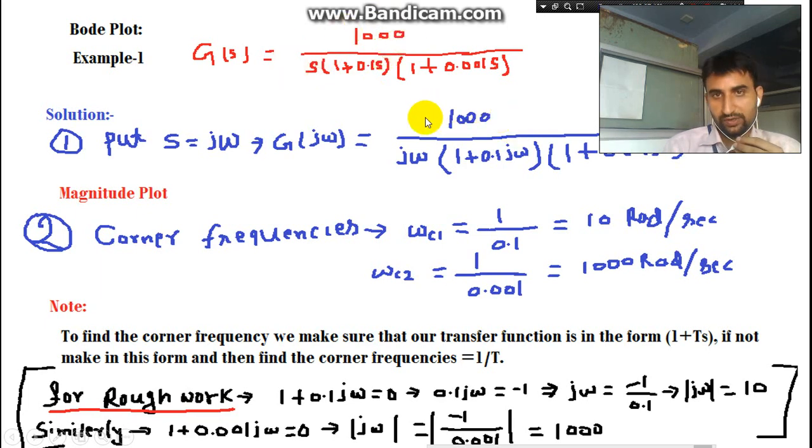If you take this after putting j omega, 1000 divided by j omega will be the first term. If there are no j omega terms here, then 1000 will be the first term. If j omega or s terms are in the numerator, then 1000 j omega will be the first term. That means with the constant, whatever individual term of s comes, like s square, s, or s cube, that will be the first term. Then after that come the terms which include the corner frequency, like 1 plus 0.1 j omega, 1 plus 0.001 j omega, and in increasing order only we will put these terms.